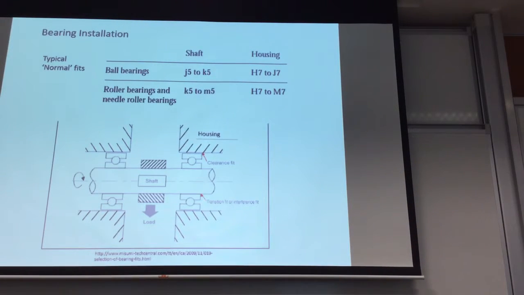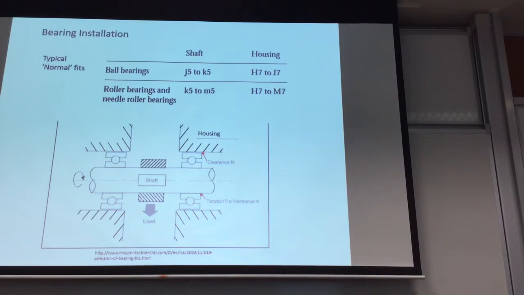Basically, we have a shaft, we have a housing. As I said, there are two contacting surfaces here. One is for your inner race, the other is for your outer race. And if you look at the catalogs, you typically see something like this. You will see a fit to your shaft and a fit to your housing. So basically, what would this mean?